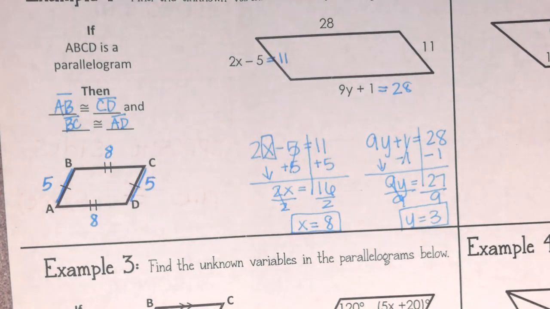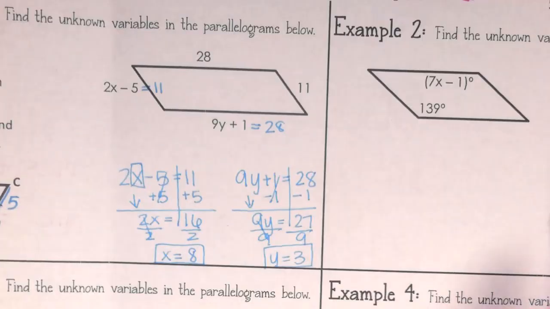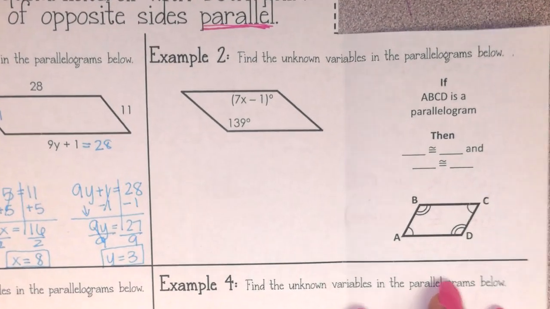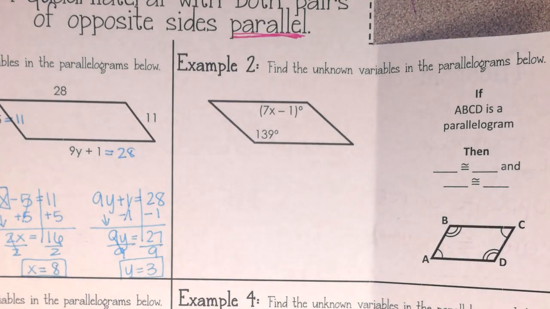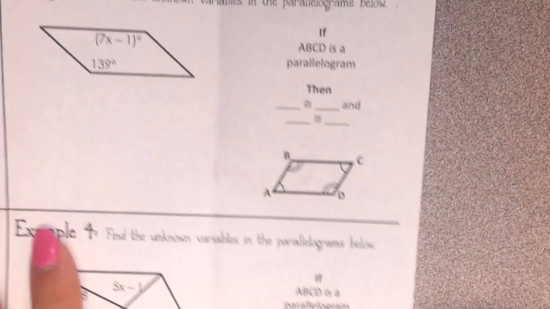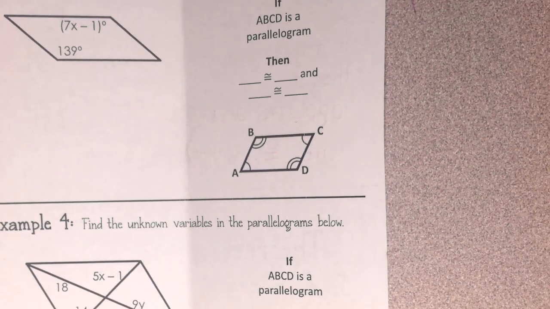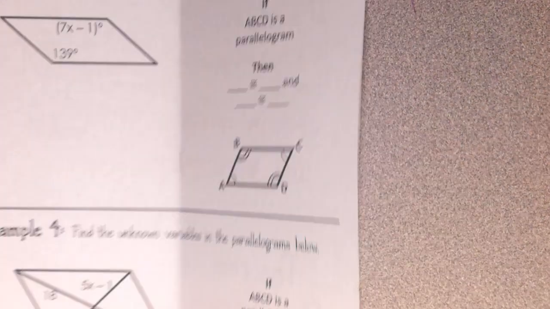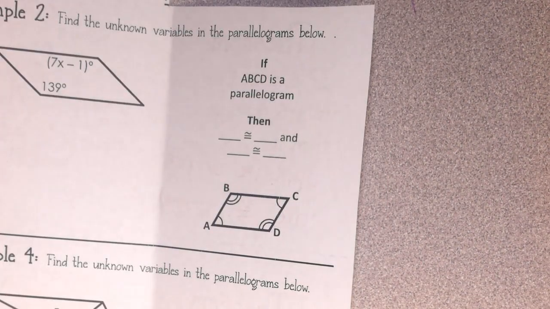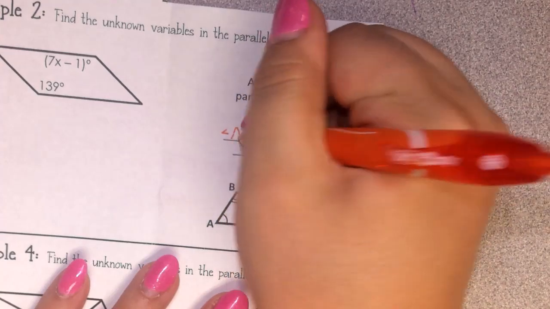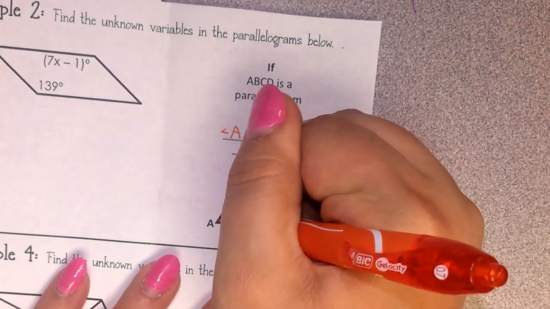All right. What other questions do I have? Slide on over. Example 2. What would be the same as angle A? C. So the way I want you to write this is angle A is congruent to angle C.